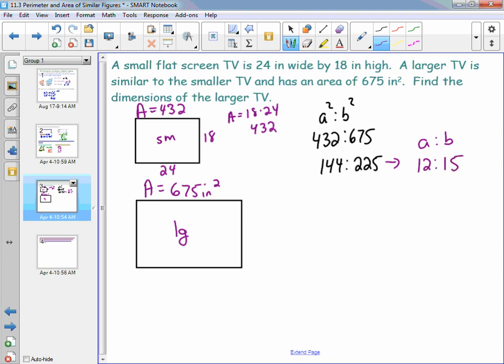Back in chapter 6, when we did similar triangles, we did our ratio, so we knew that 12 over 15 was equal to, and then use a dimension. So for example, 18 inches over the height of the larger one. And now we are going to cross multiply and solve.